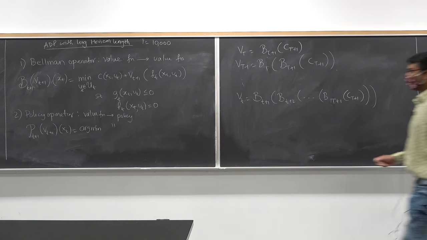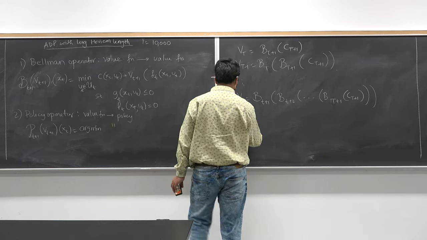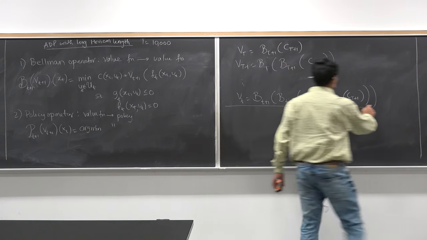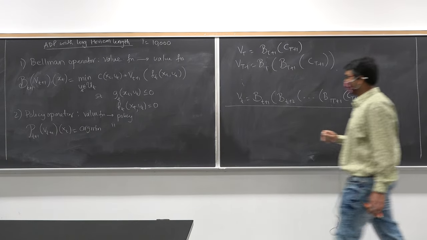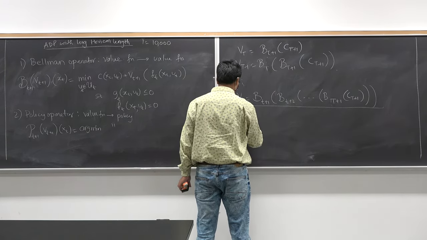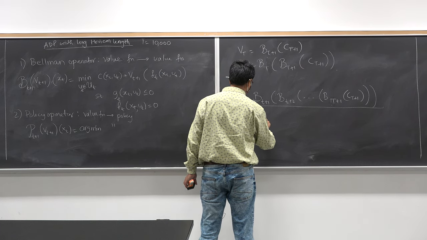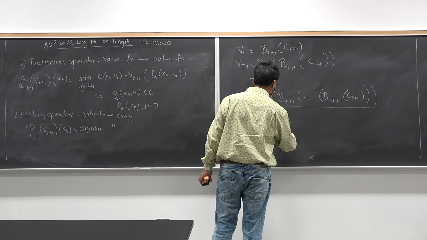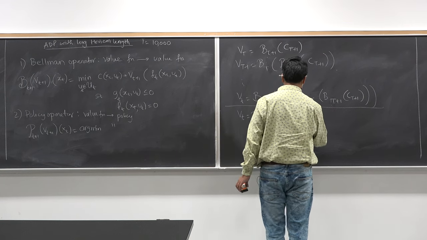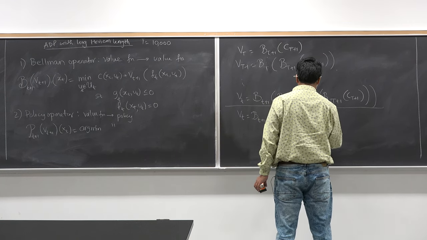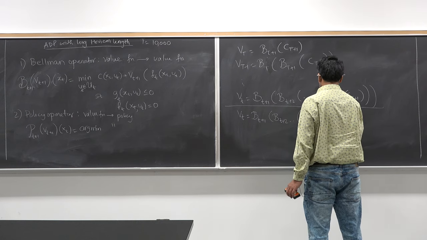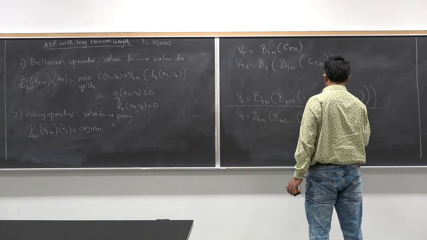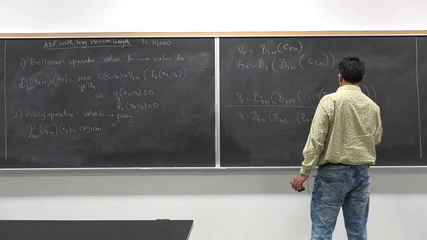In particular, I can say that at any point of time, based on this idea, my V of T is B of T plus 1, B of T plus 2, up to B of T plus N, capital N, of V of T plus capital N.